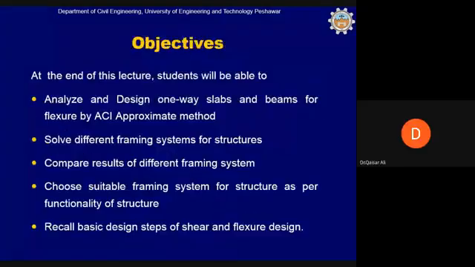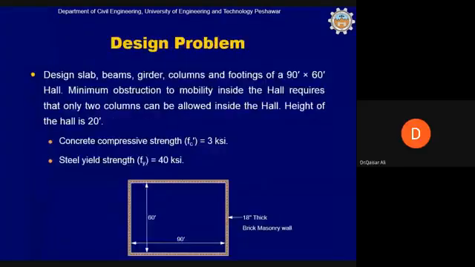In today's lecture, we are going to design the slab, beams, girders, columns and footings of a 90 by 60 feet hall. There is a requirement that minimum obstruction to mobility inside the hall requires that only 2 columns can be allowed inside the hall. In the previous 2 design example cases, which we discussed in the previous lectures, we allowed no columns inside the hall. But this time, only 2 columns can be allowed.